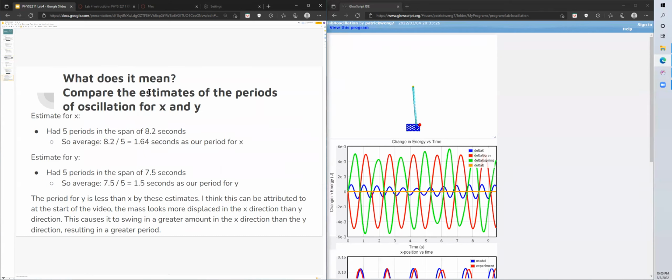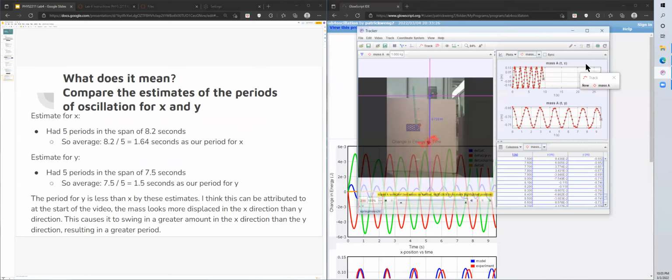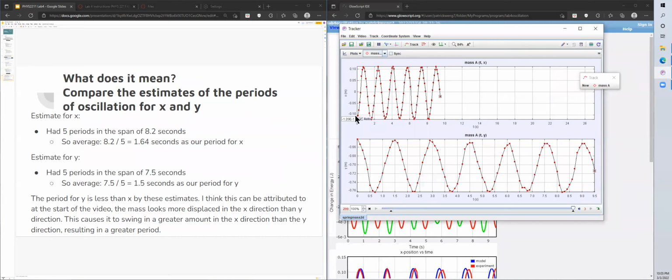So the second question is comparing the estimates of the periods of oscillation for X and Y. So let's go back to the tracker video and look specifically at this. So for the X direction, which is right here, we had 5 periods in a span of 8.2 seconds from here to here. So we divide 8.2 by 5 to get the average, which is 1.64 seconds, which will be our period for X. And we do the same thing for Y from this position, 0.7 to 8.2 over here, which is 7.5 seconds divided by the 5 periods, which gives us 1.5 seconds as our period for Y.